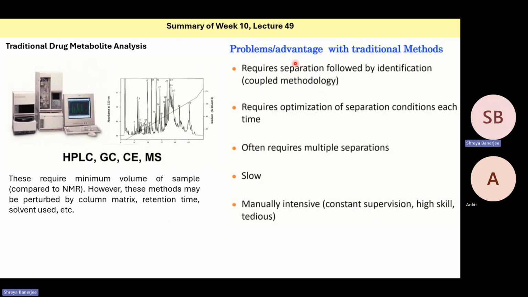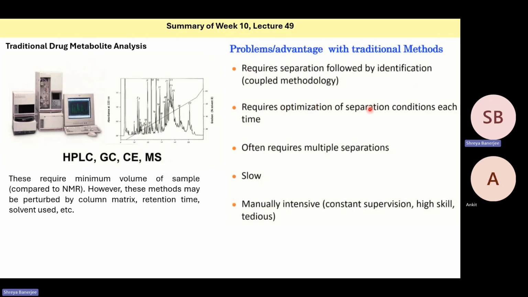Another disadvantage is that these methods require separation followed by identification. So first you have to purify the compound, and you can see in mass spectroscopy, you will get many different peaks. So if you couple mass spectroscopy and HPLC, HPLC will help you separate out each peak, and then using mass spectroscopy, you can find the mass of each peak and identify the peak. So two or more methods have to be coupled, one for separation and purification and one for identification.